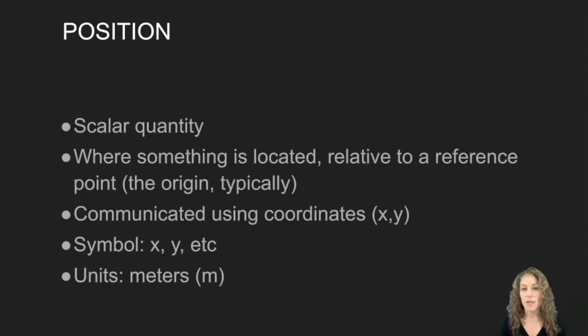A position is a location relative to some origin. The origin needs to be defined, and sometimes you get to define it, sometimes the problem defines it. It's communicated by using a coordinate, generally speaking, and the symbol can be X or Y generally, because we're using coordinates, although there are other symbols that we may use as well. All distance measurements and positions are in the metric system, in meters.